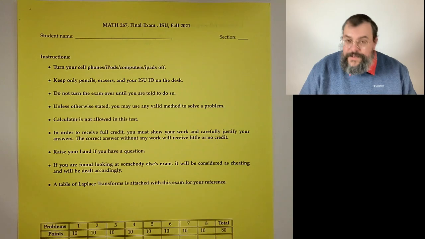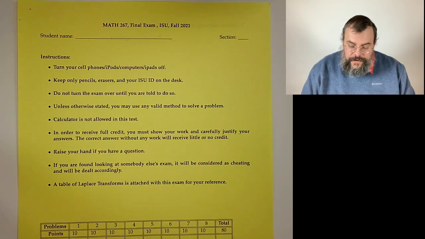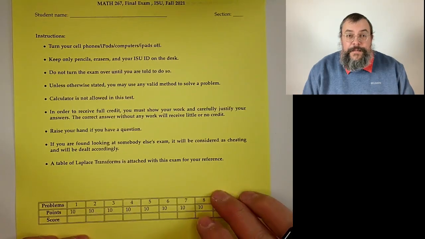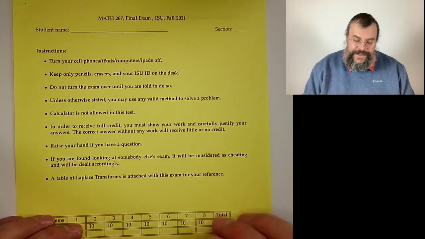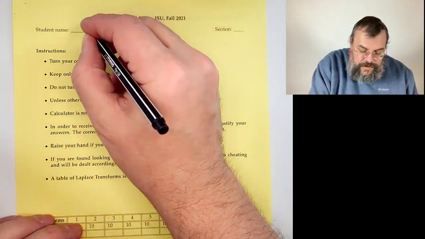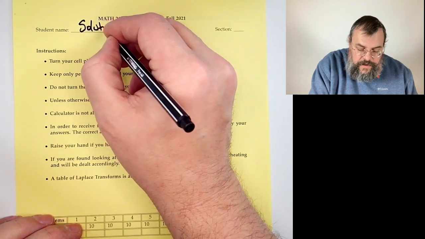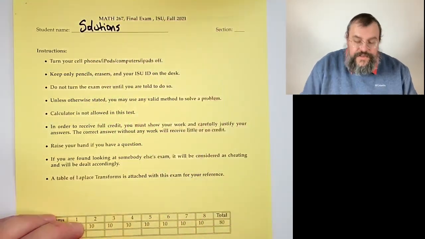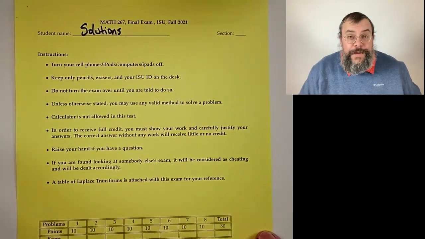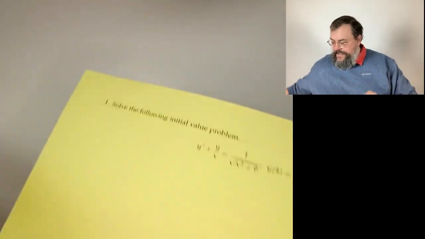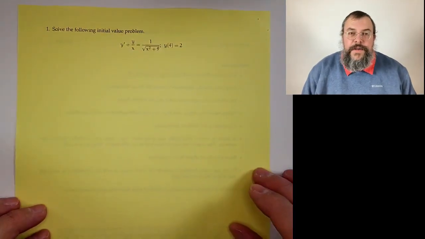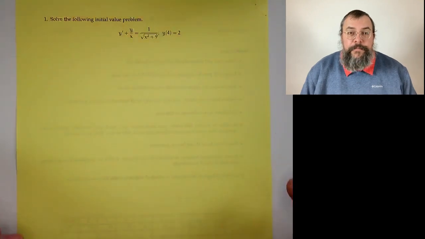So here we go. Of course, same cover sheet as before. Well, almost. There's now 8 problems. More fun. Woohoo! So we'll put our name here. Call ourselves Solutions. And away we go. All right, 8 problems. Start with number 1.